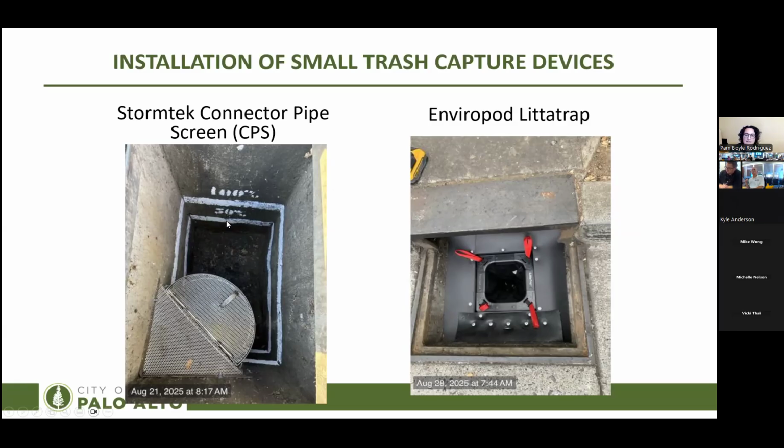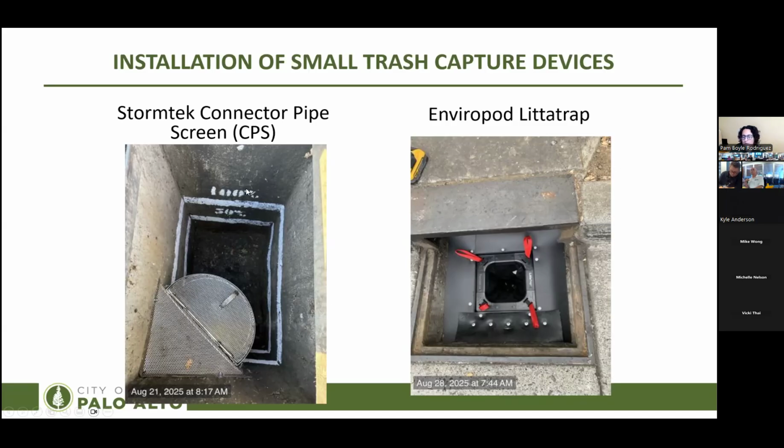When you see this line for 50%, we had them paint this in. When it gets to 50%, we are required to clean it out. When it gets to 100%, we're basically in violation if we don't clean it. So although the inlet is this big, we only let it get this full until we clean it.